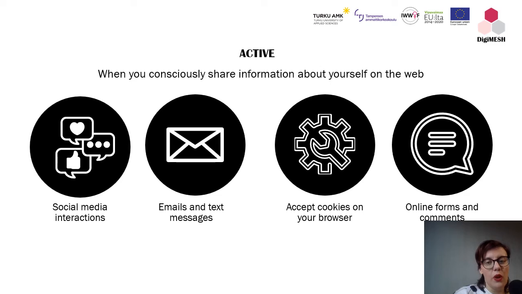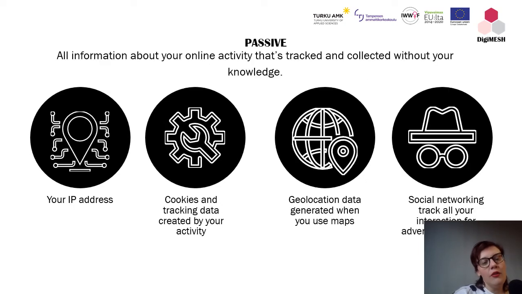Whenever you accept the cookies on your browsers or when you fill in an online form or leave a post on an open social media. The passive ones are instead, for example, your IP address, cookies and tracking data that are created by your activity online and you're not aware of, or whenever you are geolocated, for example, when you're using Google Maps. Or a social media network tracking that is used for advertising, for example.